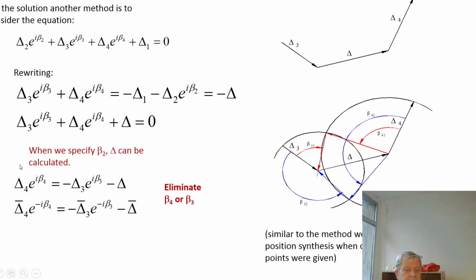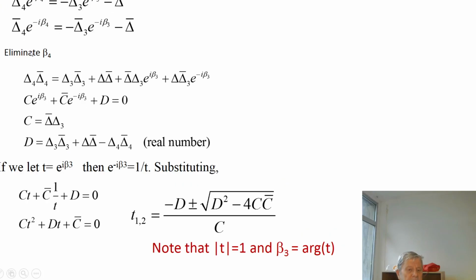Another way is, take whichever one you want to eliminate. If you want to eliminate delta 4, you take it to one side, the other terms on the other side. Multiply side by side. You end up with delta 3 e to the i beta 3 plus delta, times delta 3 bar e to the minus i beta 3 plus delta bar, equals delta 4 times delta 4 bar. Okay, you multiply side by side. So that eliminates beta 4.